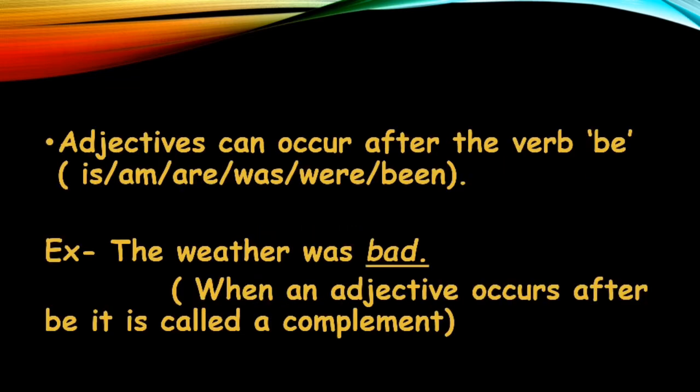Next one is adjectives can occur after the verb be. एडजेक्टिव्स जो हैं, वर्ब बी जो होता है, बी ई, उसके बाद भी आ सकते हैं. Now there are a number of forms of be, students. जो वर्ड है जो आपका वर्ब होता है बी ई, उसके बहुत सारे फॉर्म्स होते हैं. Like it's given in the bracket: is, am, are, was, were, been. These are some of the forms of be. ये बी की ही काइंड होती हैं. Okay, right? So adjectives can occur after these verbs.